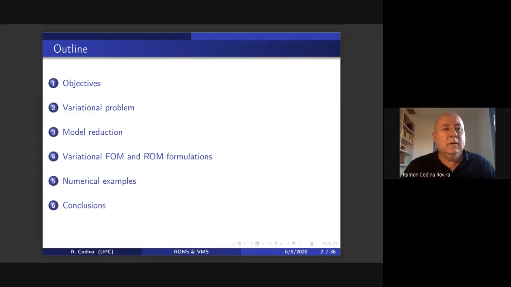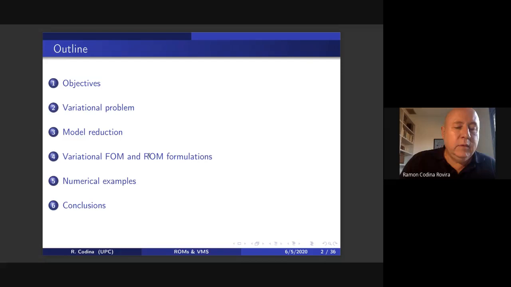So that's the outline of the talk. I will first present the objectives and set the problem. And then there are two main sections. One is about model reduction. I will try to explain a little bit the idea behind that. And the other section is about the variational full order model and reduced order model formulations. So I will use these two acronyms very often. FOM stands for full order model, and ROM stands for reduced order model. Then I will show a couple of numerical examples, and I will end with the conclusions.